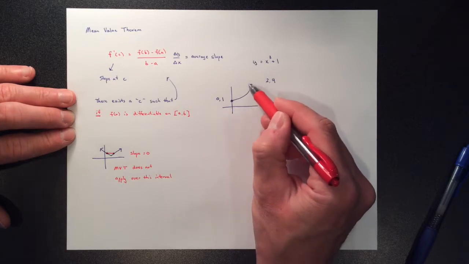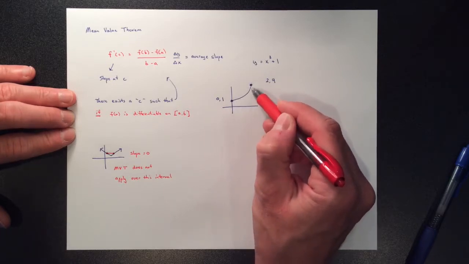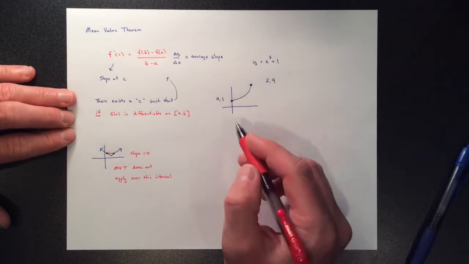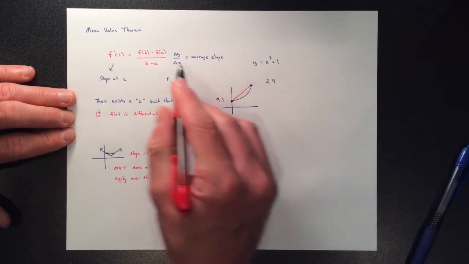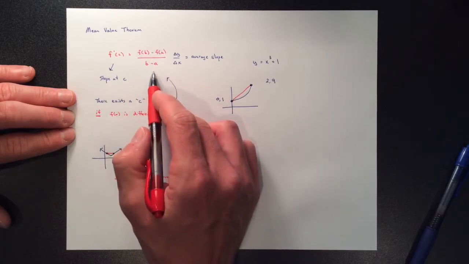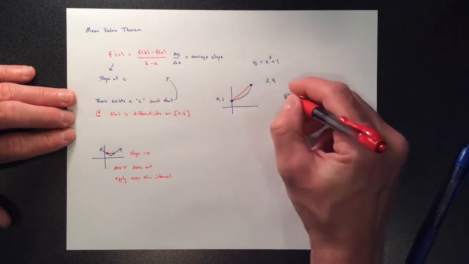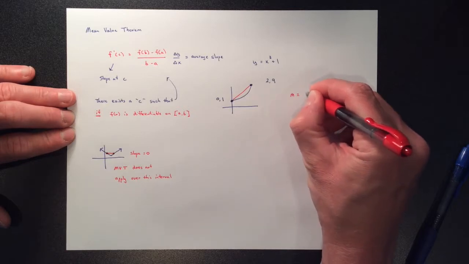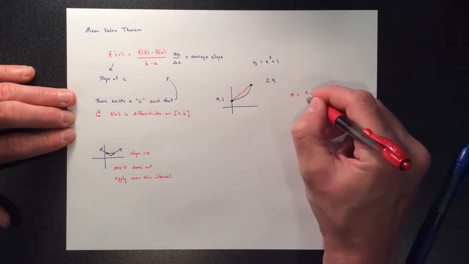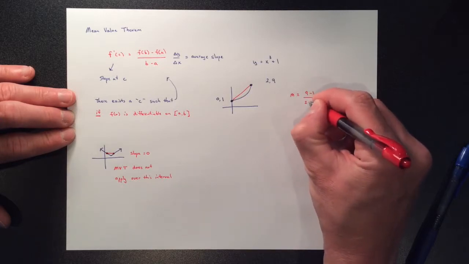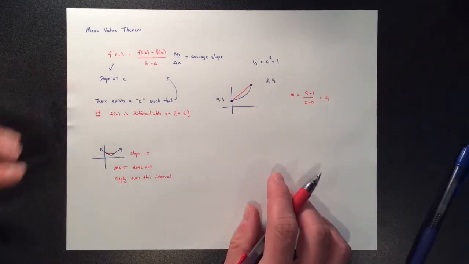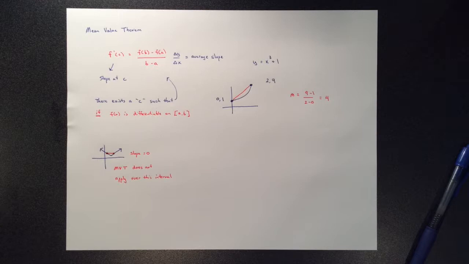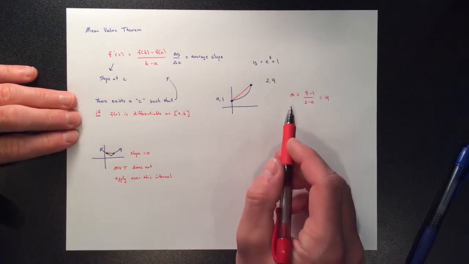Clearly this is differentiable on this, right? It's nice and continuous, and the left slope and the right slope are the same, and we know that polynomials are always differentiable. And so what we're saying is, there's the average slope. That's this side, f of b minus f of a over b minus a, and then let's find that slope. Okay, so the average slope m is just 9 minus 1 over 2 minus 0. Okay, and that's just 4, right? That's the average slope.